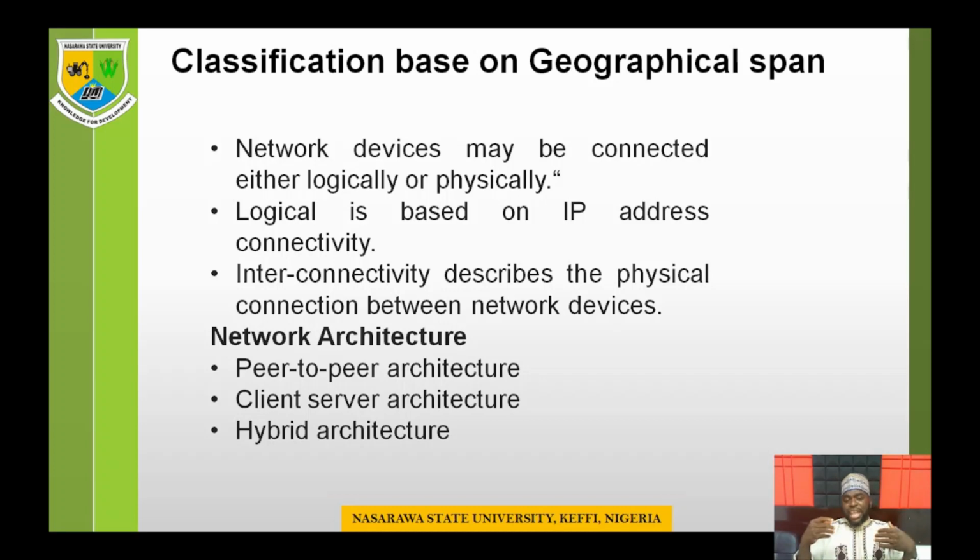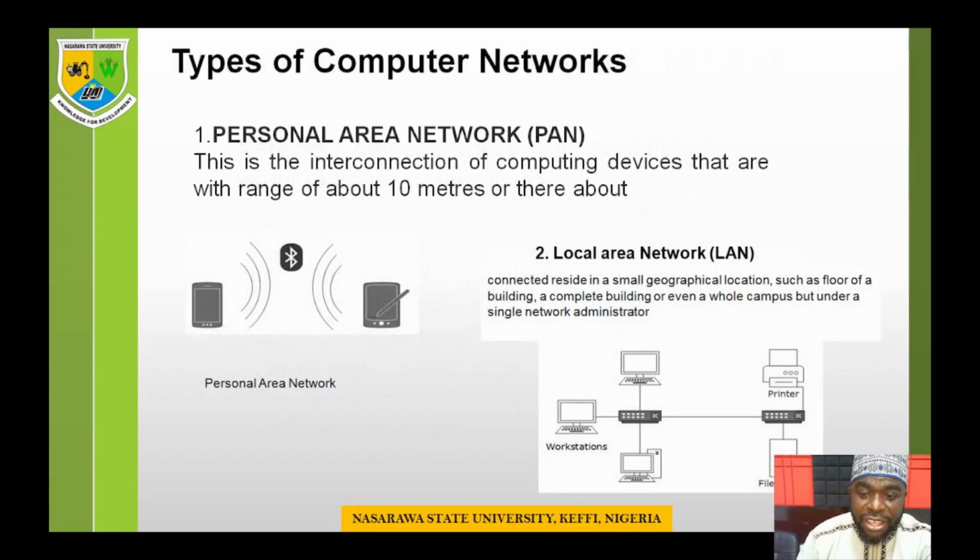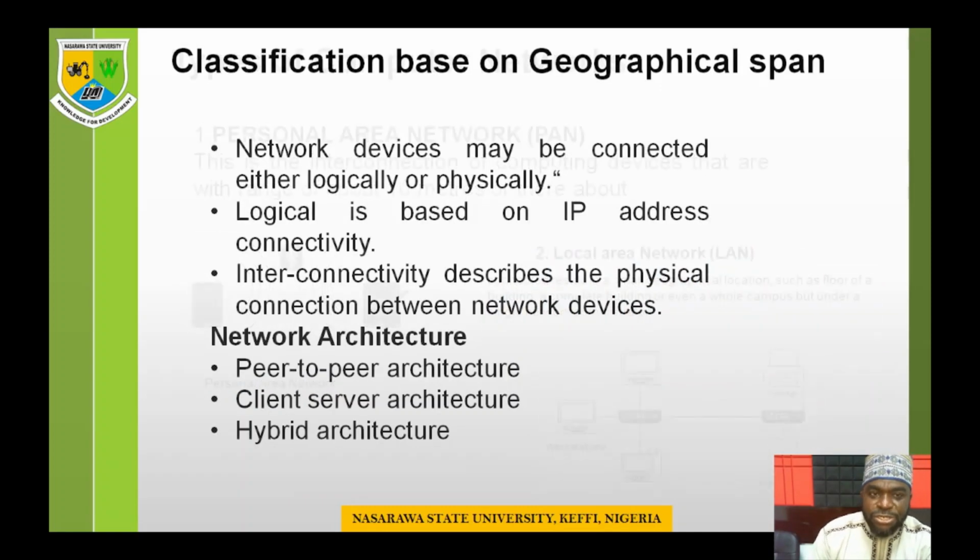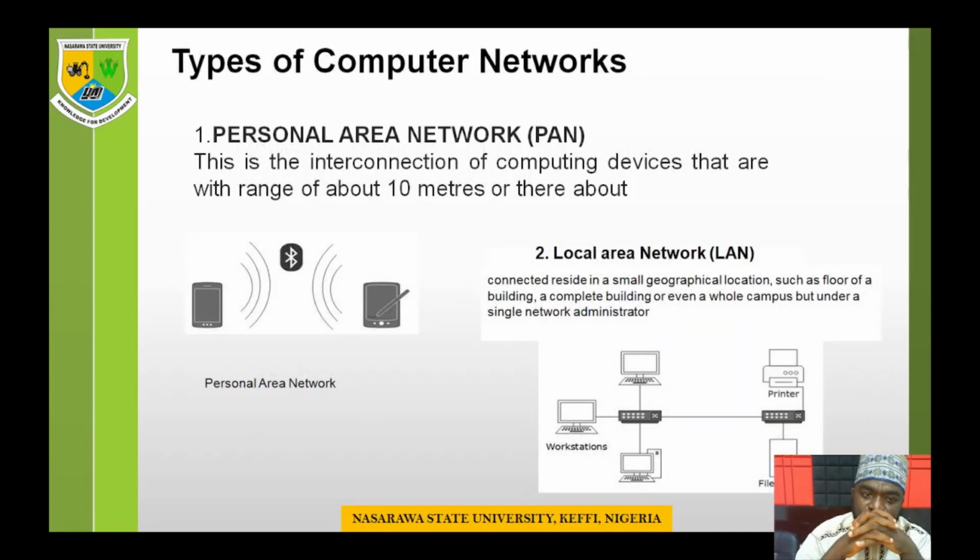And of course, sometimes you could have a network that exhibits both the attributes of the point-to-point or peer-to-peer architecture and the client-server architecture. Such type of network is referred to as the hybrid architecture. Then we look at the types of computer networks.